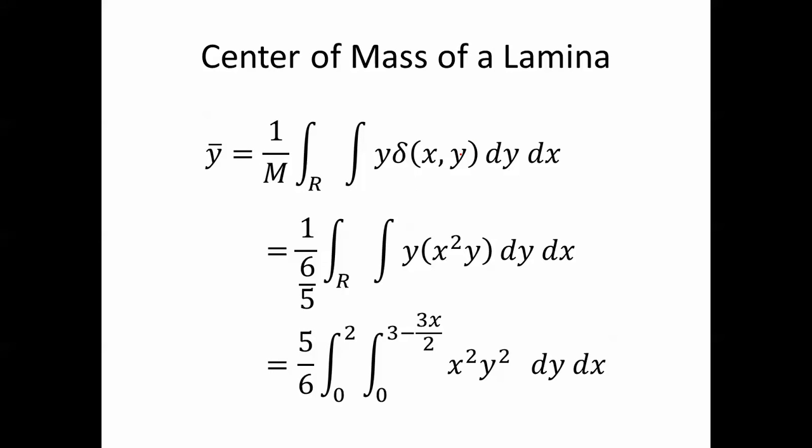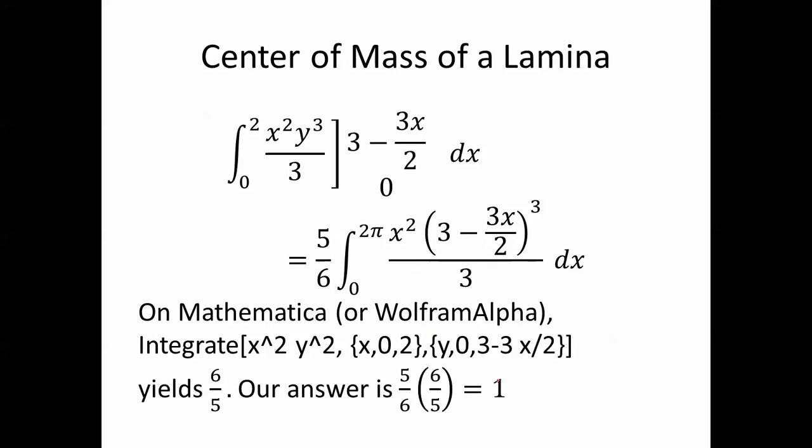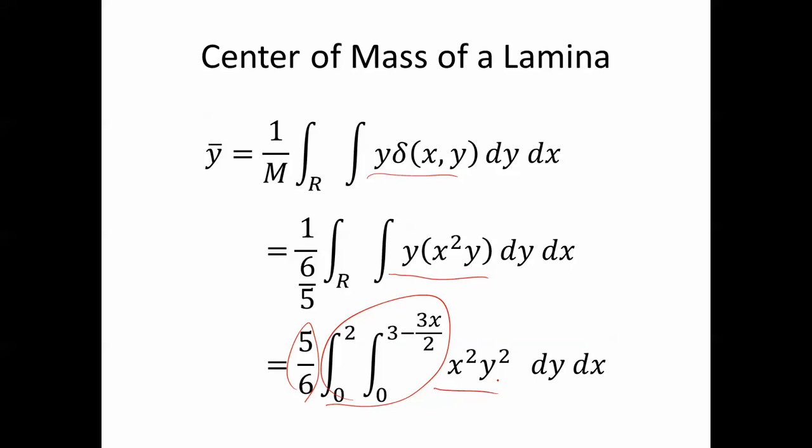Y bar is 1 over m times the double integral of y delta. In other words, it's 1 over 6/5, which is 5/6, times the double integral of y times x squared y. So we end up with this. Same limits of integration, and we've got x squared y squared dy dx. Okay, integrate this with respect to y.